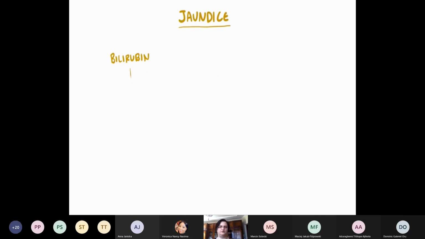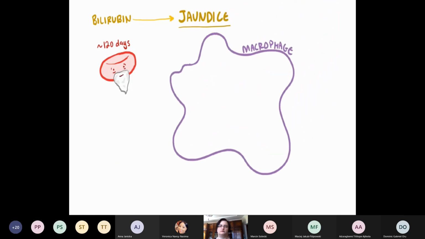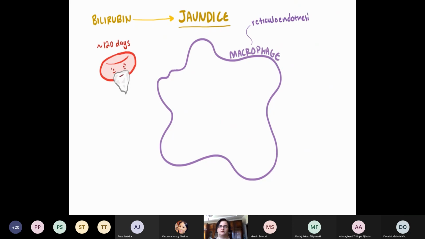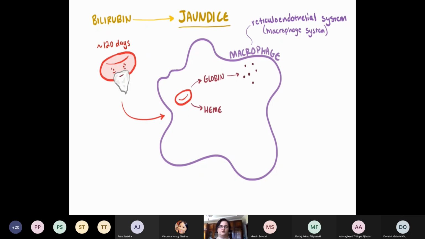So since bilirubin's our main culprit of yellowness, it's super important to know where it comes from. As red blood cells near the end of their lifespan, which is about 120 days, they're eaten up or phagocytized by macrophages in the reticuloendothelial system, aka the macrophage system, where the spleen plays the largest part, but it's also made of parts of the lymph nodes. Okay, so first the macrophage eats up the blood cell, and hemoglobin is broken up into heme and globin. The globin is further broken into amino acids. The heme, on the other hand, is split into iron and protoporphyrin.